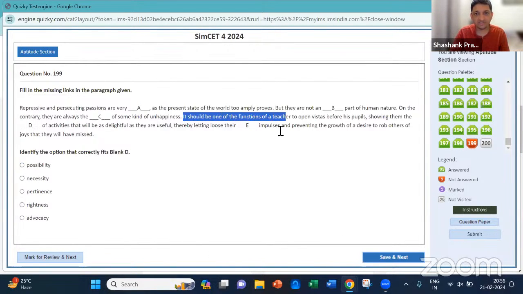It should be one of the functions of a teacher to open vistas before his pupils, showing them the dash plethora of activities that will be as delightful as they're useful. Pertinence, rightness, advocacy of activity. Showing them the advocacy won't work. Showing them the possibility of activities, yes. Necessity won't work. I don't know. Possibility. Not sure.